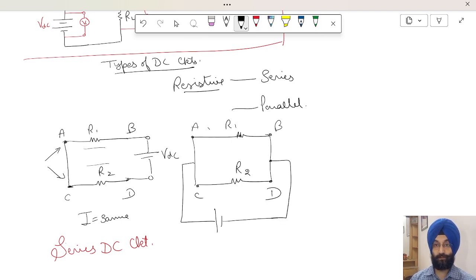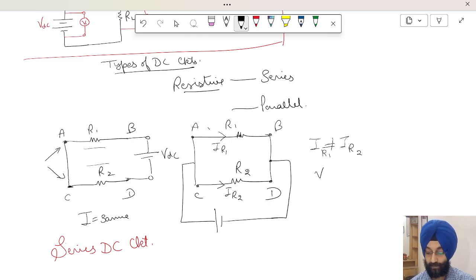the current in both these resistances will not be the same. The current IR1 will not be equal to IR2. Let us assume the current here is IR1 and the current here is IR2. These two currents will not be the same, but the voltage across R1 and the voltage across R2 will be the same.